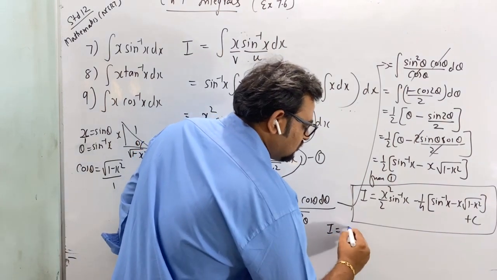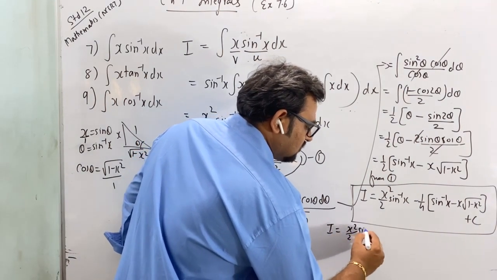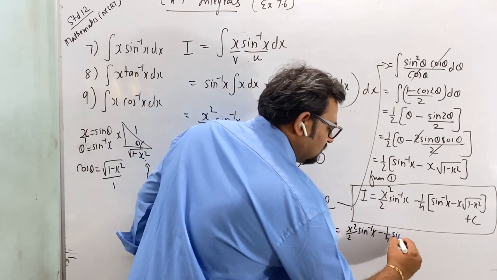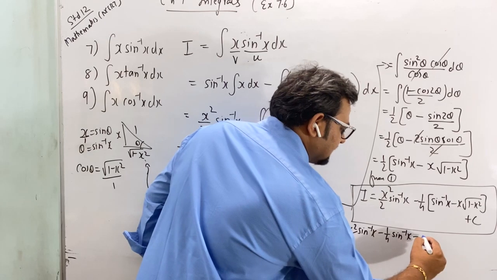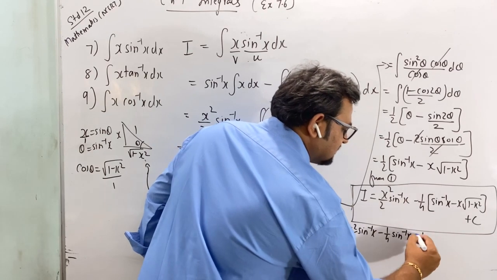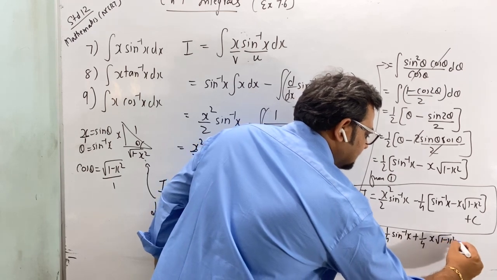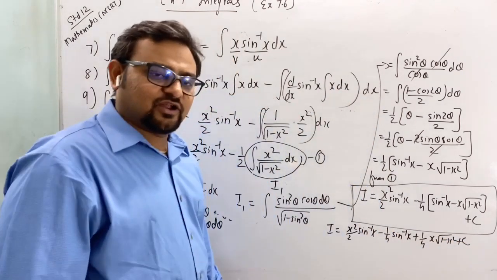x square by 2 sine inverse x minus 1 by 4 sine inverse x minus 1 by 4 minus plus x into root of 1 minus x square plus c. Clear? We can also solve it now.